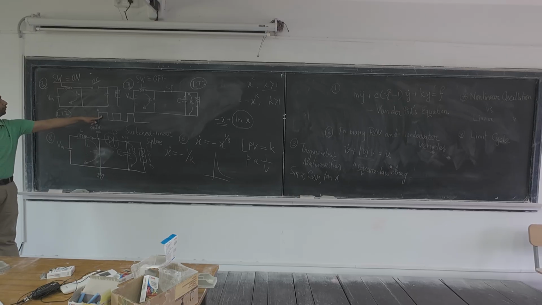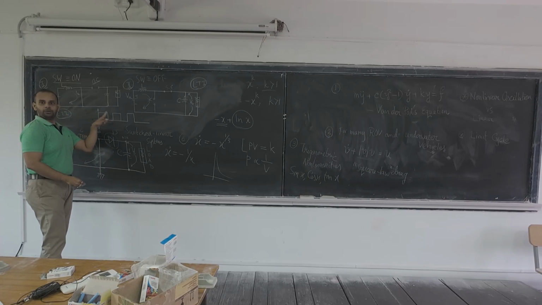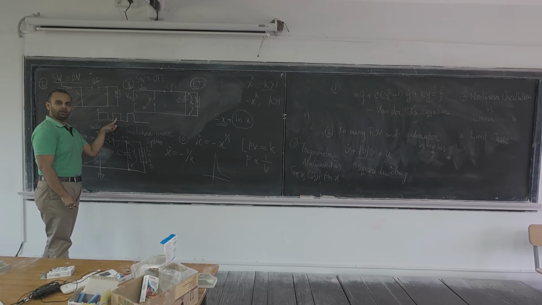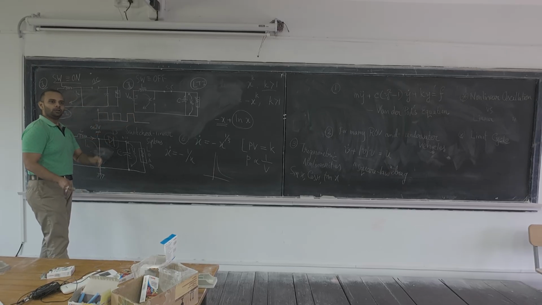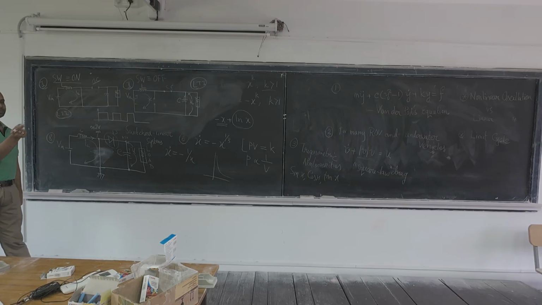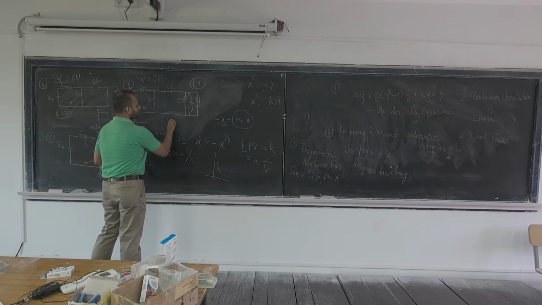So when it is the on period, you have configuration 1. When this is off, you have configuration 2. Again, in the on period, you have config 1, and then 2. So that's why I said that the switching system switches back and forth between two LTI systems, and that is the reason why we call it a variable structure system.